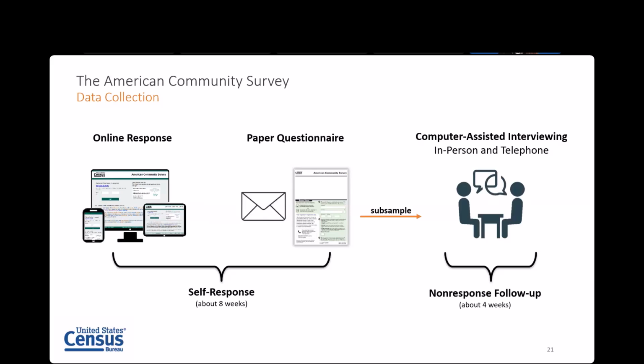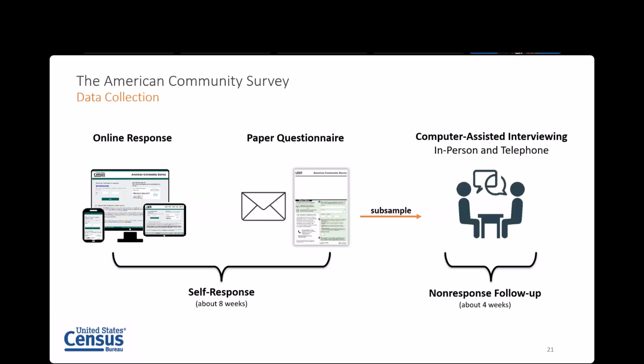Data collection for each panel takes place over a 3-month period, broken up into 2 data collection phases: self-response and non-response follow-up. Typically, for most housing units, the first phase of data collection includes an invitation for the household to respond online, which is mailed to the sample address. If the household does not respond online, a paper questionnaire is sent for the household to complete and return by mail. The first self-response phase lasts roughly 8 weeks or 2 months.